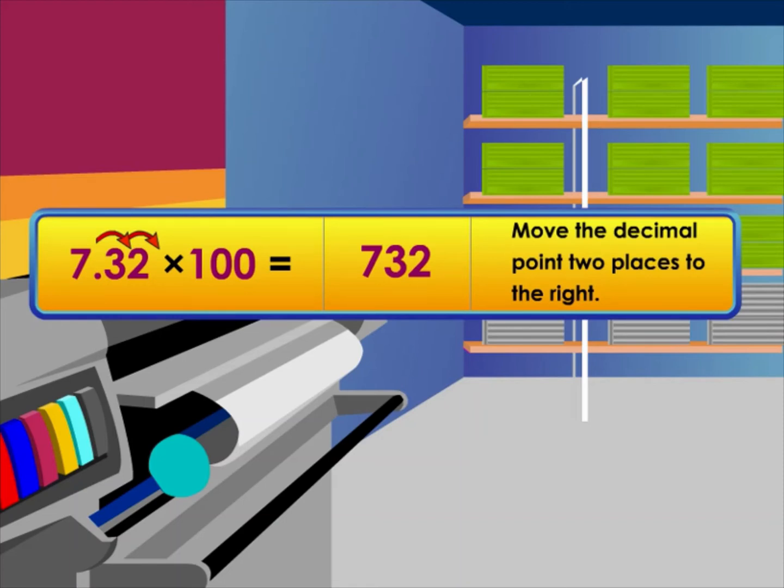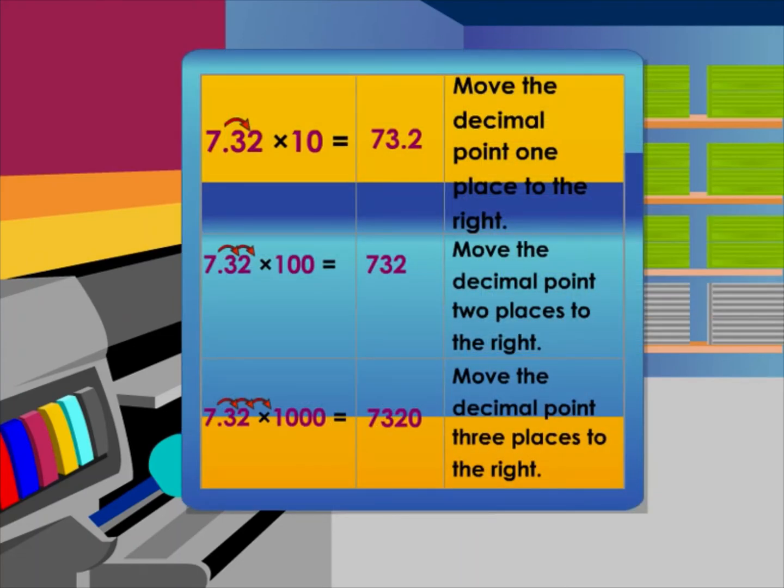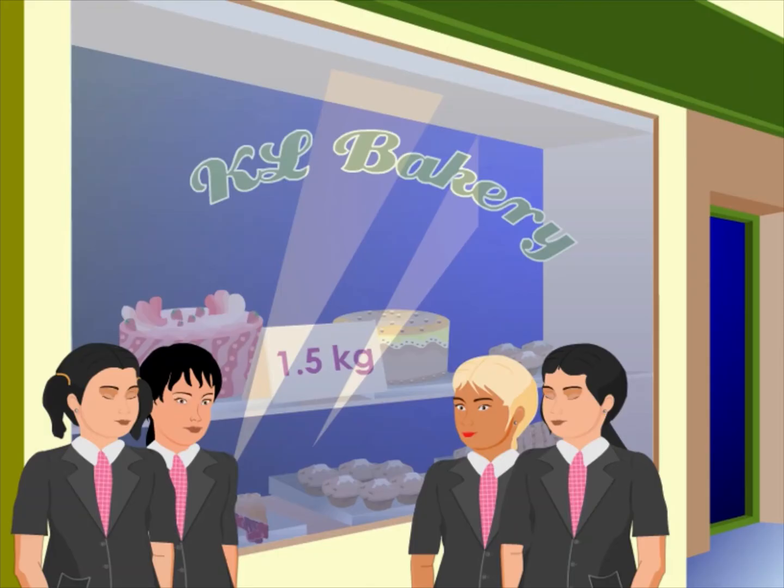We move the point 2 places to the right. Since all the digits fall to the left of the decimal point, the answer is a whole number, 732, which we write without a decimal point. 7.32 times 1000 is 7,320. We move the point 3 places right. To do this, we must add on 0. Again, the answer is a whole number. So remember to move the decimal point right as many places as there are zeros in the multiplier.